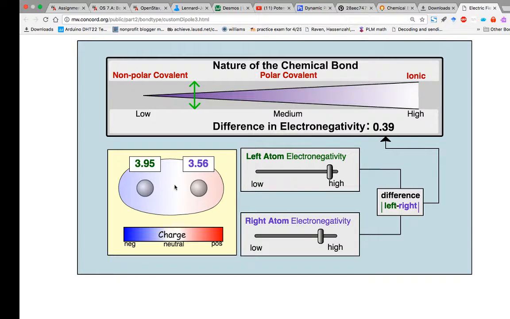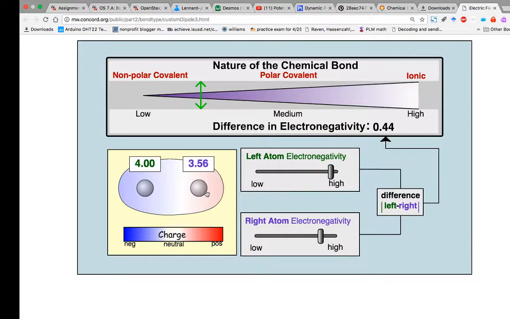But the point is, these chemical bonds can be more nonpolar covalent, or they can be more polar covalent, but they're not going to be perfectly polar covalent, or rarely are they going to be perfectly ionic. However, they can be perfectly nonpolar covalent, and here's how.